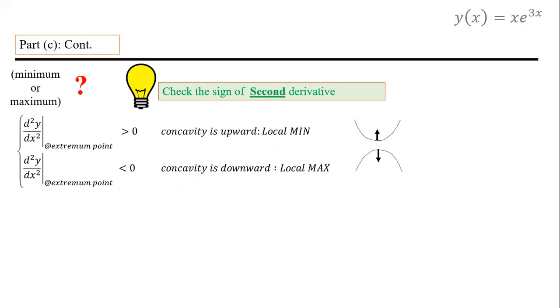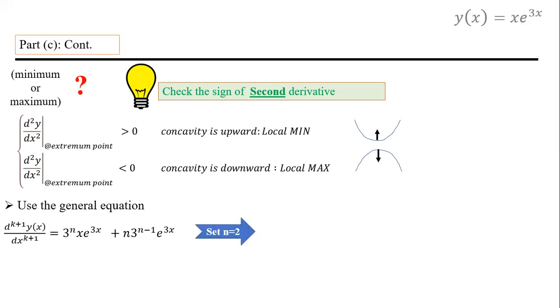The concavity is upward, meaning a local minimum, when the second derivative of y at that extremum point is positive. And when it is negative, we can say that the concavity is downward, so we have a local maximum. We can use the general equation, or we can also take the second derivative from the first derivative. We use the general equation. We set n equal to, and this is the second derivative of y.